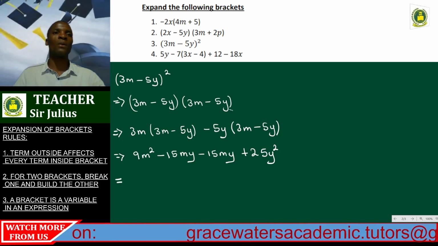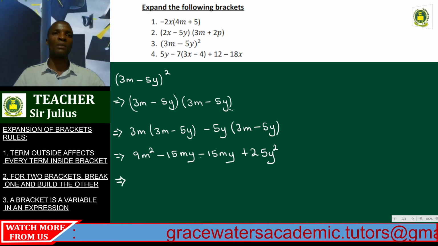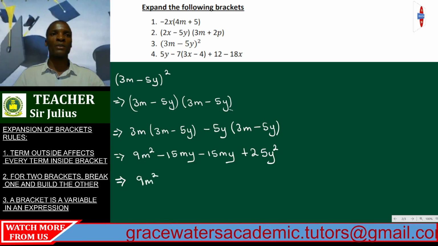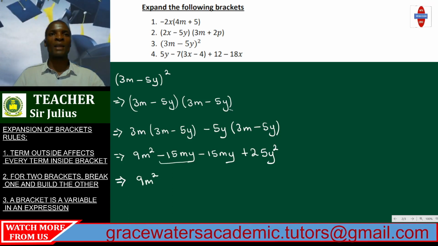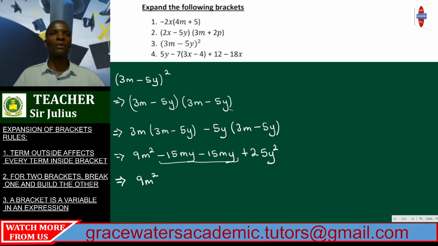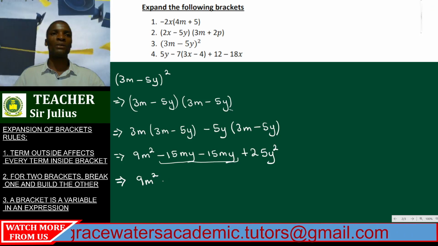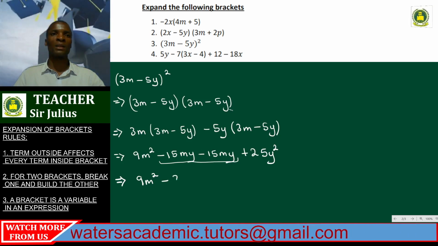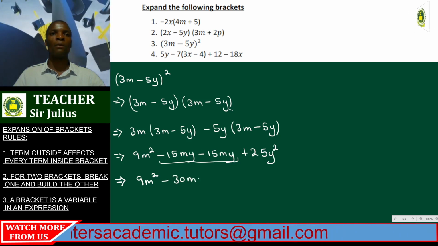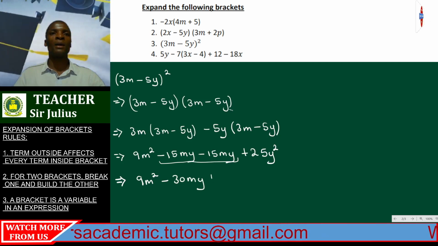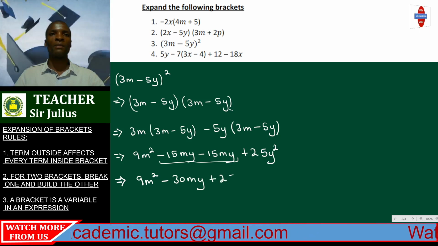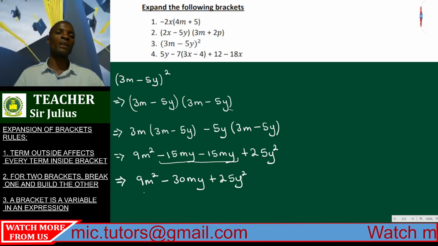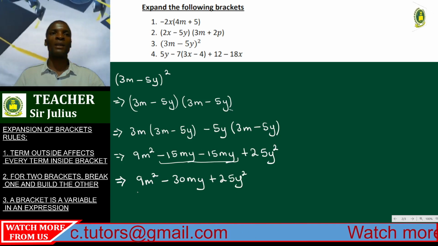This becomes now basic mathematics of simplifying like terms. We'll have here 9m to the power 2. The terms here are like terms because both of them are terms in my. So what you're going to do is minus 15my minus 15my gives us minus 30my, and then here we bring down 25y to the power of 2. This is how we do it. Now we have come to the end of the question.